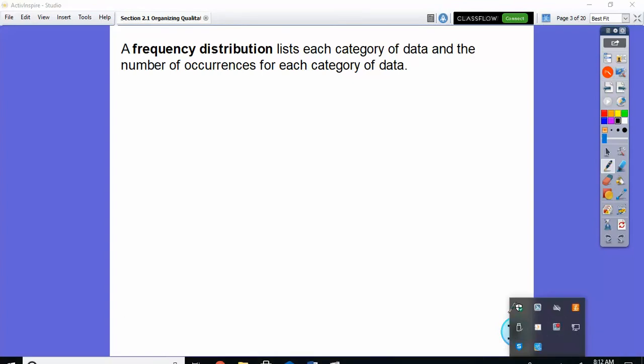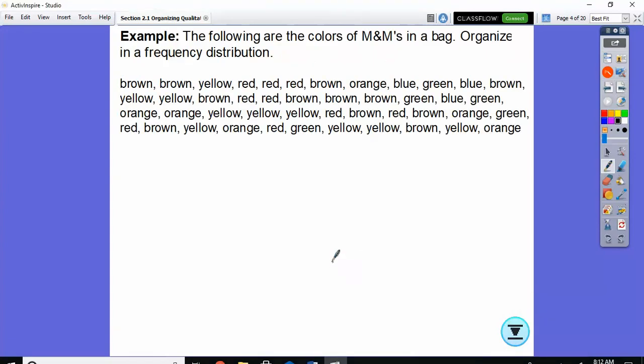So let's say we're going to have snack time, we're eating some M&Ms, we open up our M&Ms. How could I break those into groups? Colors. All right, so in my bag of M&Ms, these are my colors. And I want to organize this data somehow, because that's just really annoying to look at. So I'm going to make a frequency distribution. So we need to make a column for color.